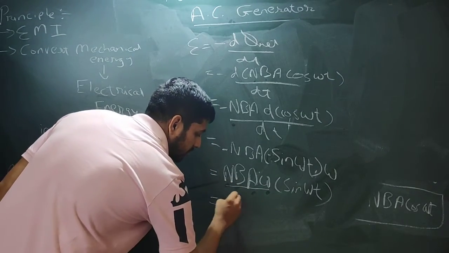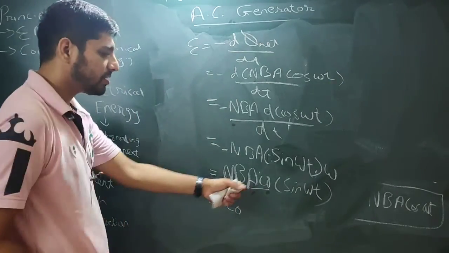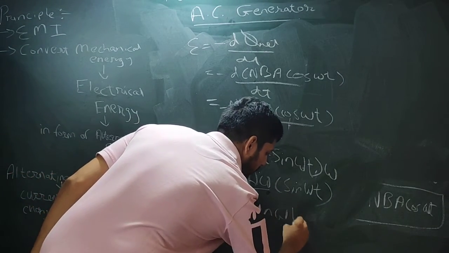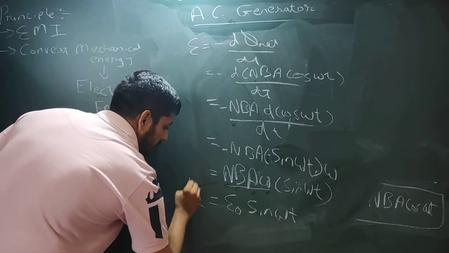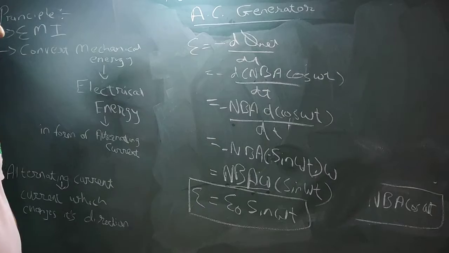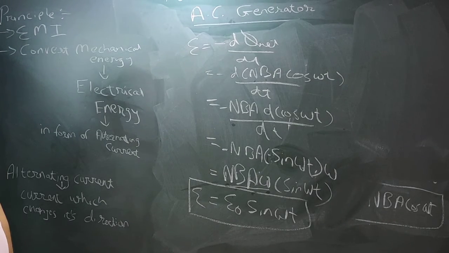So to write this constant, I will use E0. This is a constant term. So EMF is equal to E0... Induced EMF is E0 sine omega t. Okay, I hope this is very clear to you.